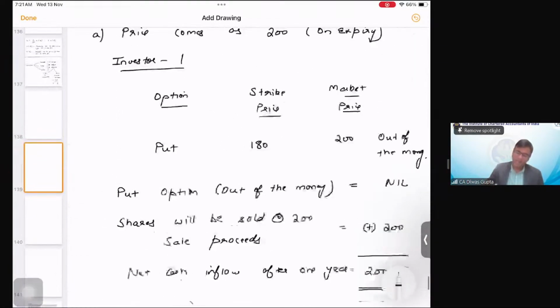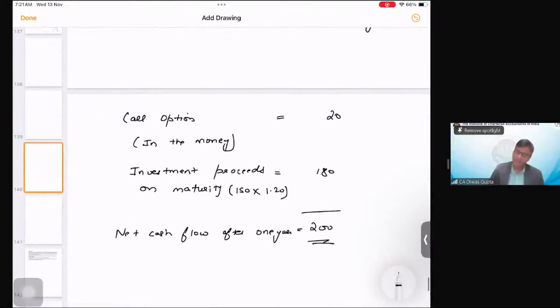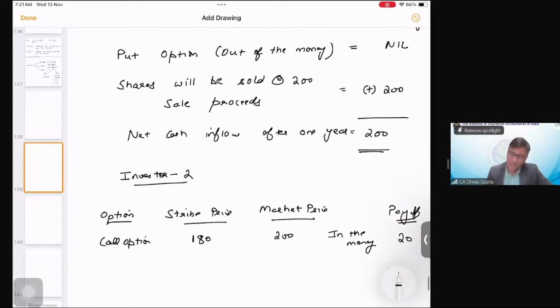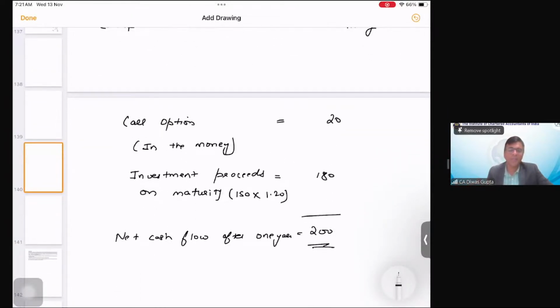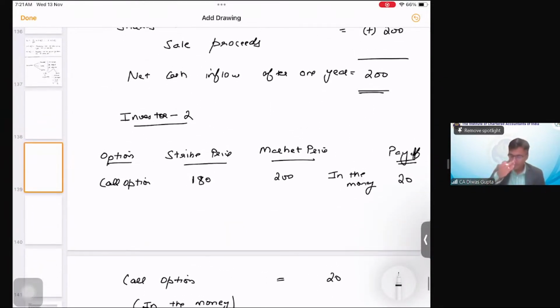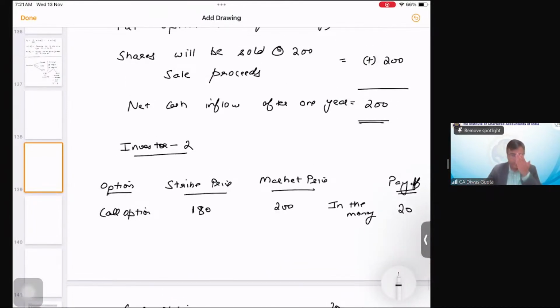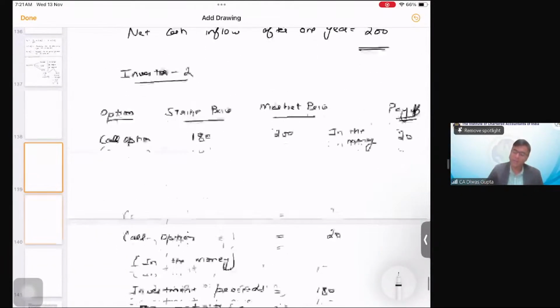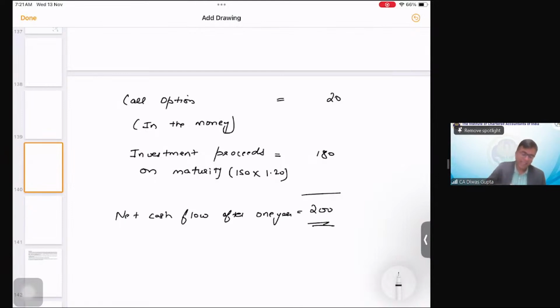Can anyone tell me what is the observation for investor 1 and investor 2? What is it that you observe in the subsequent cash flows for investor 1 and investor 2? Is there something common? Yes, the cash inflow is similar after 1 year. For investor 1 it is 200, and for investor 2 also it is 200. Okay, price being 200.